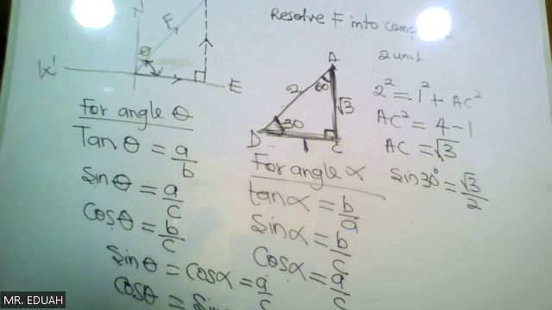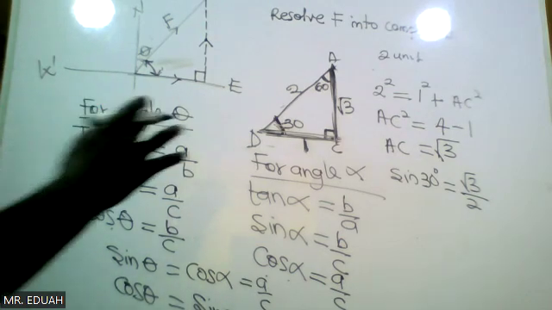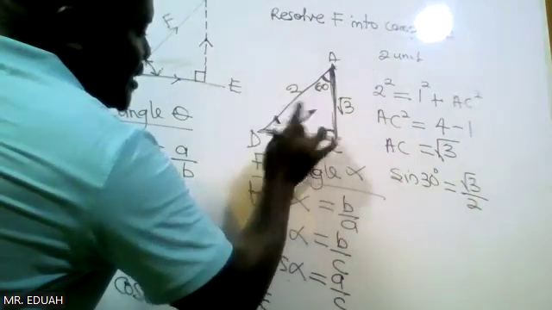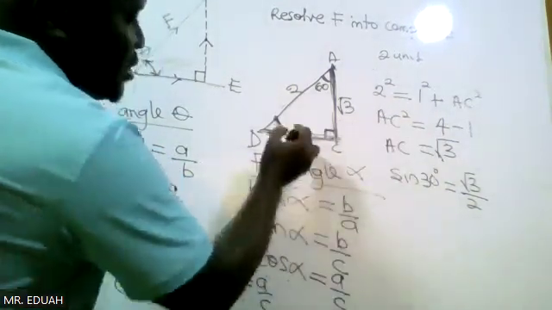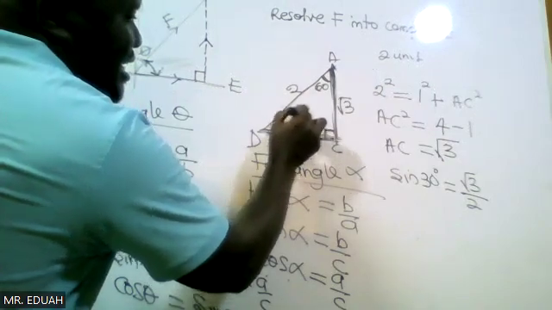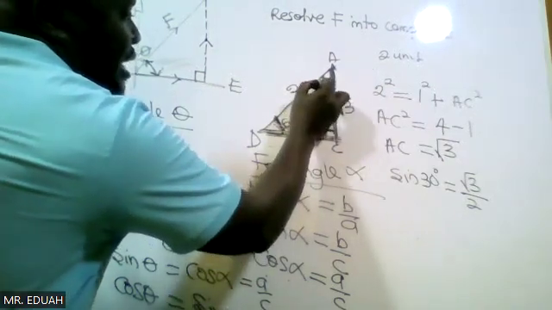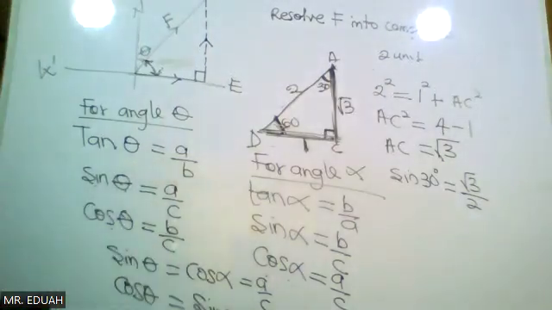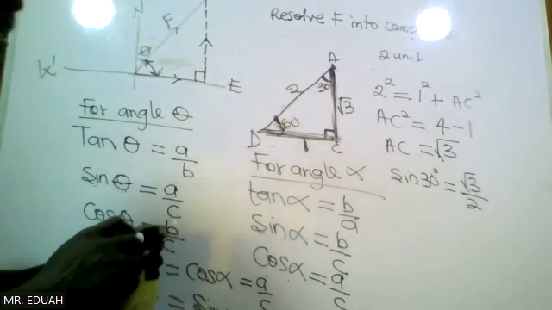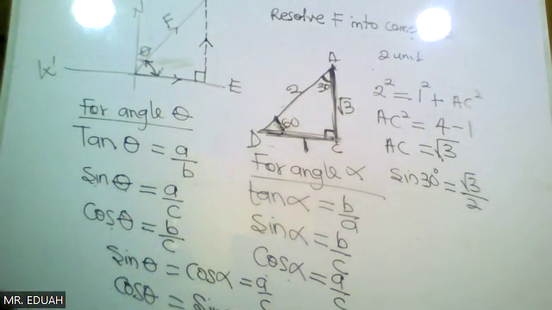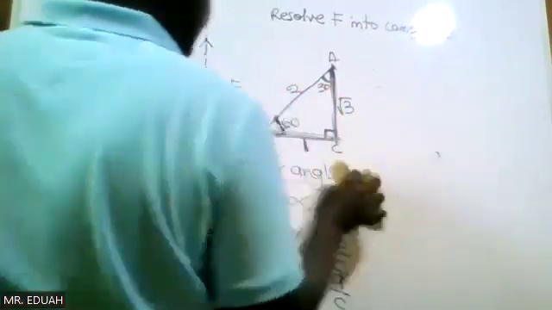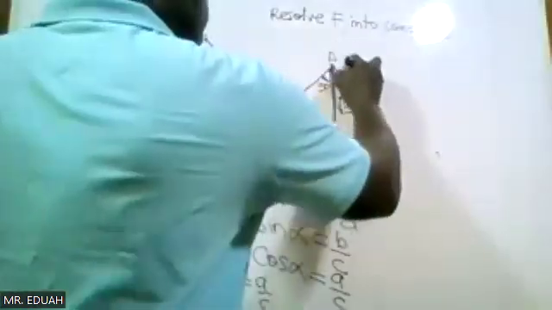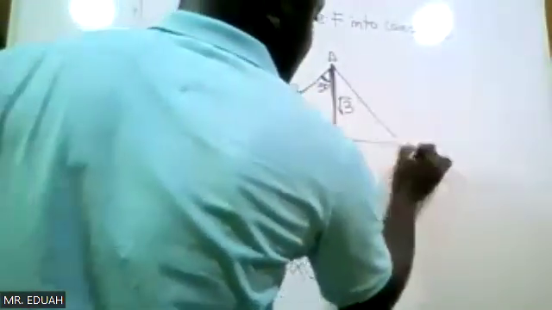For an equilateral triangle, this will be 60, this will be 30, because an equilateral triangle has equal sides and equal interior angles. So each interior angle must be 60. Let me bring the other parts for you to understand. So it's like this.